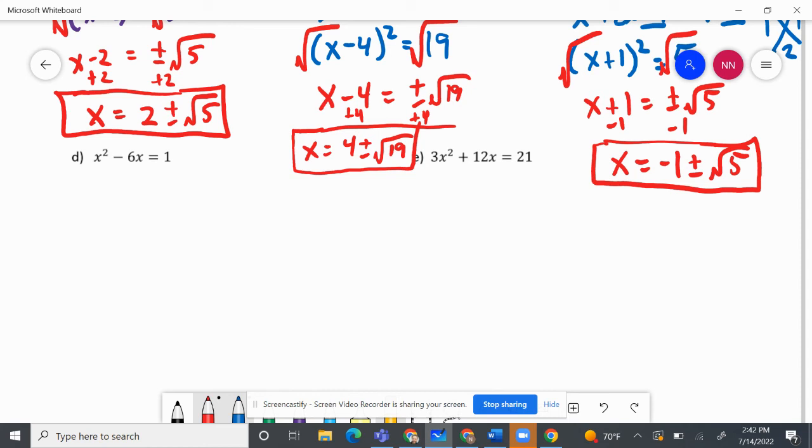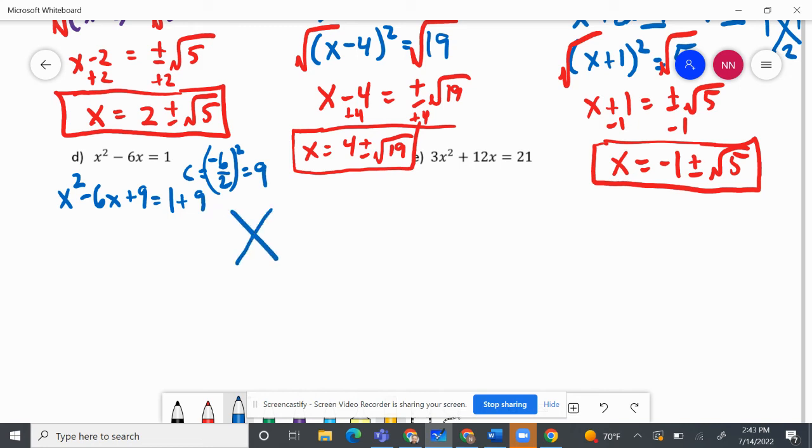So if we're looking at the next one, what we have is no a value. So we're going to go straight to our c value. So we're going to go c is equal to negative 6 over 2 squared. Negative 6 divided by 2 is negative 3. Squared gives us a 9. And then the next thing that we're going to do is we're going to go x squared minus 6x plus 9 is equal to 1 plus 9.